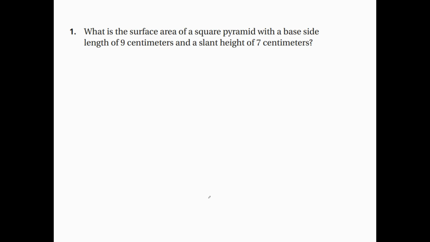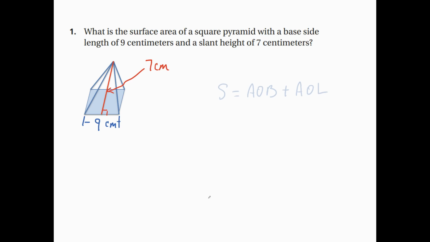Okay, so we're back and let's see, what did I do? Well, first I thought it'd be kind of cool to draw a pyramid, so that way I can label it. So there's my base side length of 9 centimeters and my slant height of 7 centimeters. I wrote down my formula: surface area equals the area of the base plus the area of the lateral faces.